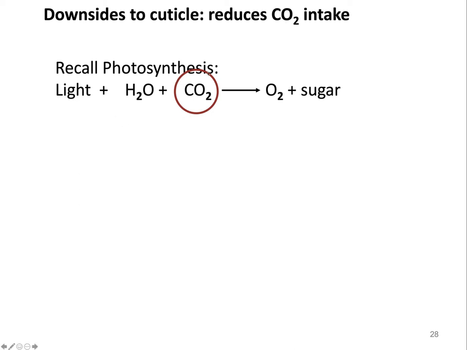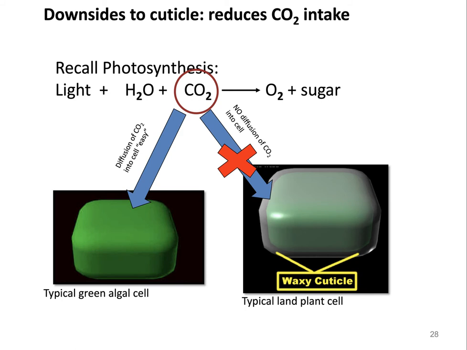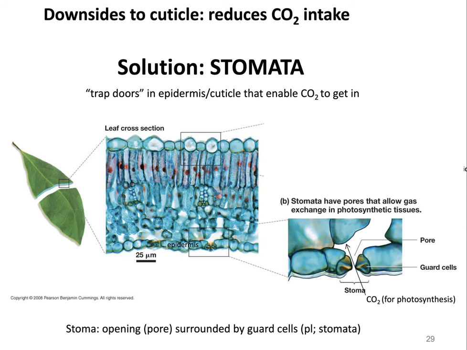And recall that CO2 is a really important component for photosynthesis. So in order for plants to do photosynthesis and produce the sugars they need to survive, they need to be able to bring CO2 into the plant. And so having this waxy cuticle reduces CO2 intake. So diffusion is really easy into the cell of, for example, a green algal cell that doesn't have this waxy cuticle. But if you have a waxy cuticle surrounding a typical land plant cell, CO2 can't diffuse through that cell. That's a big issue. And so the solution that plants have evolved is stomata.